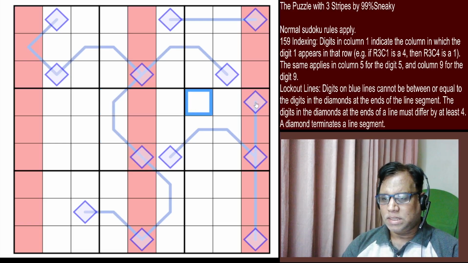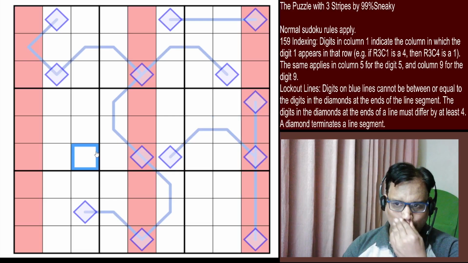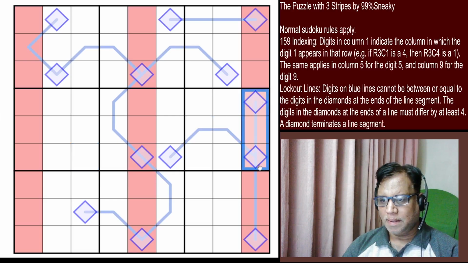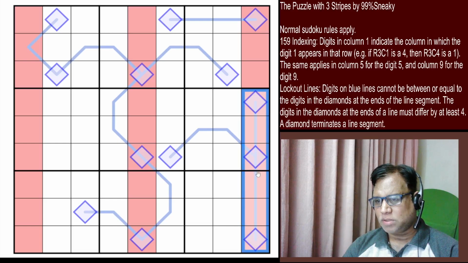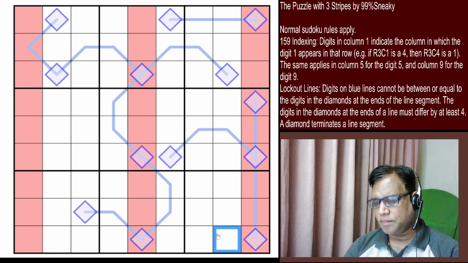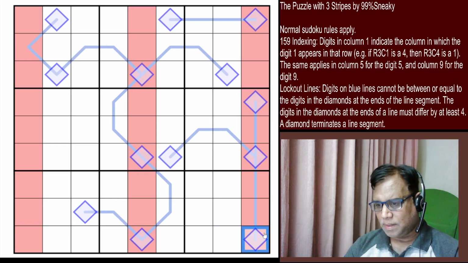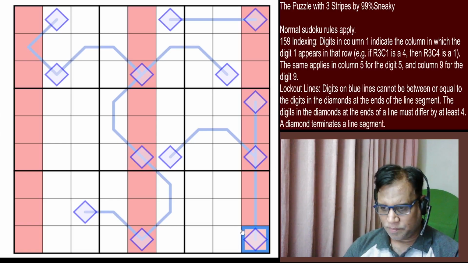Right. So with that and with the lockout lines, what is going on? What is going on? Yeah, I think this must be the starting point, because see, this is one lockout line, and all the digits of this lockout line, or the entire lockout line, is in the index, right? I think we should just do some kind of trial and error here, maybe.